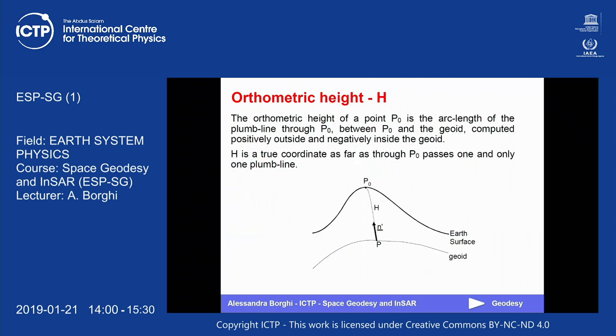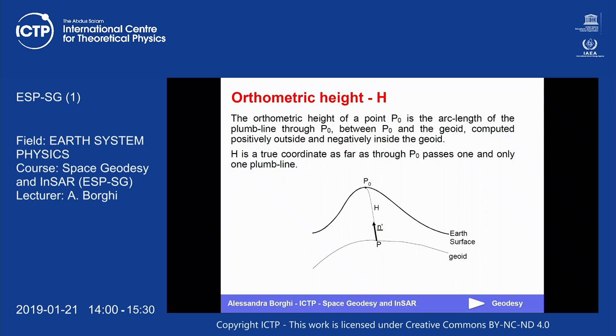Okay, this is again what the orthometric height is. The orthometric height of a point P0 is an arc length. This is not a straight line, it's an arc length of the plumb line through P0, between P0 and the geoid. Of course, this is perpendicular, normal to the geoid surface. We have positive values outside the geoid and negative values inside the geoid.